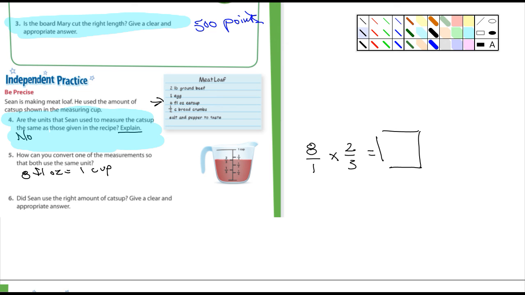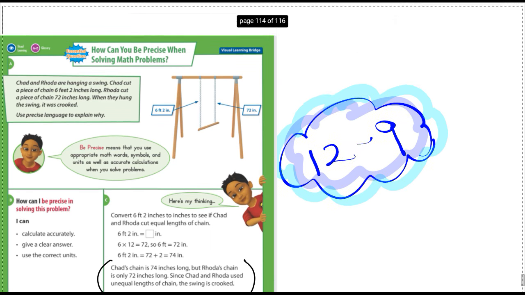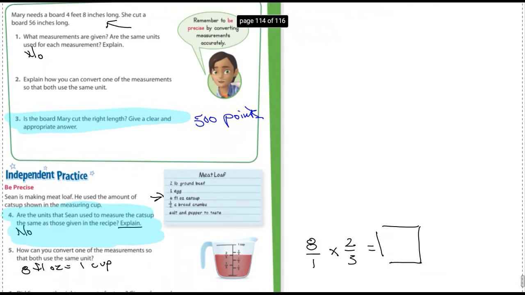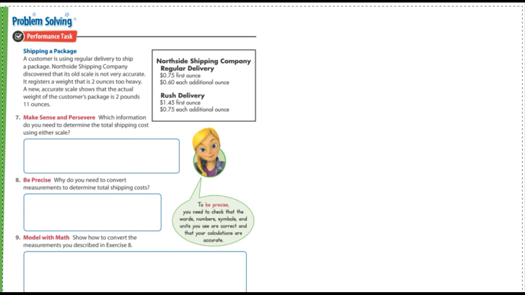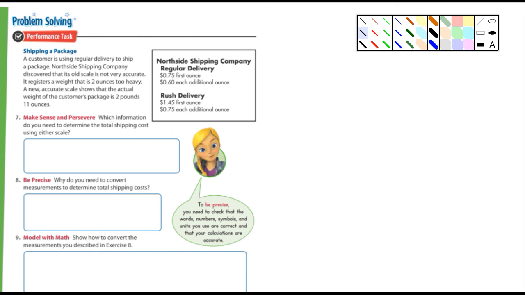And did Shawn use the right amount of ketchup? Give a clear and appropriate answer. Well, I think you can answer that question. Okay, let me drop down to the last page here. How are we doing on time? 7.5 minutes, we're good. So, looks like the problem solving. Let's look at this here.